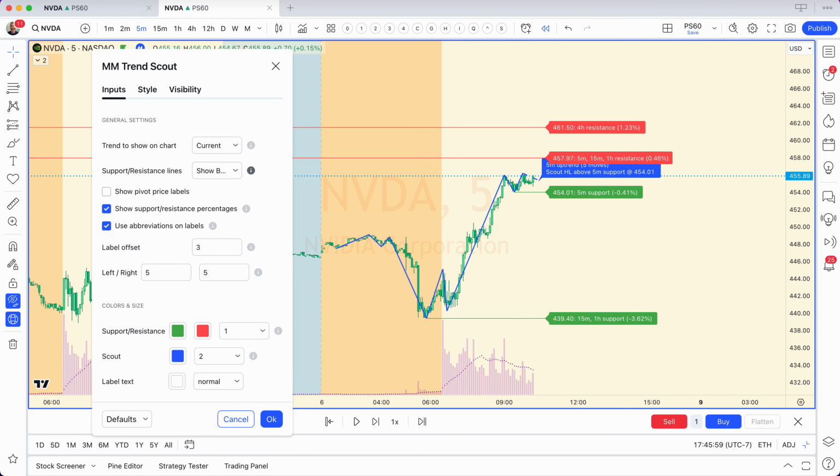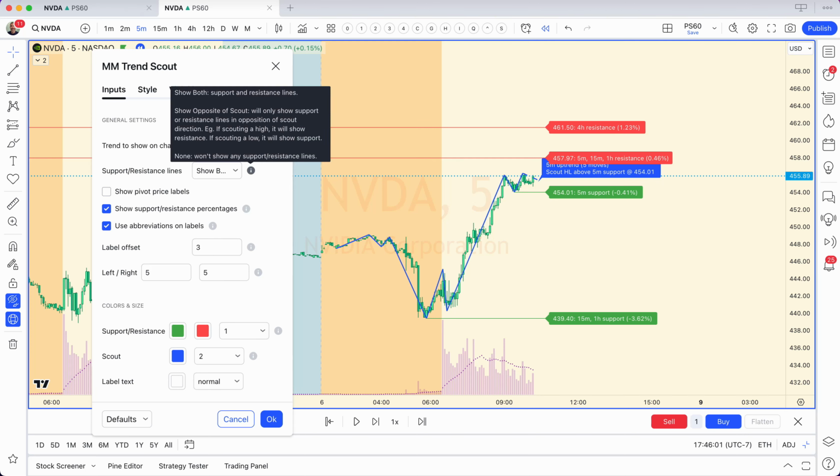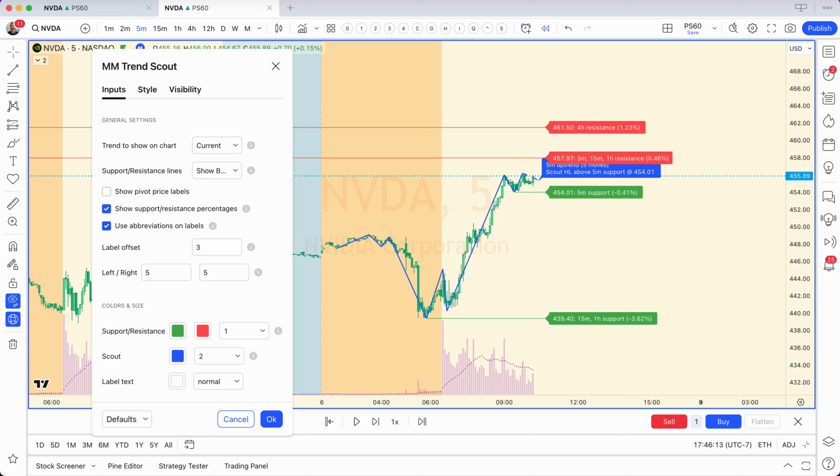Show opposite of scout means that it will only show support or resistance lines in the opposition of the scout direction. For example, if it's scouting a high, it will show the resistance. If it's scouting a low, it will show support. Again, this is just if you find that you don't want to have your screen cluttered with stuff, this is a way for you to basically get rid of the things that you don't currently care about. So show opposite of scout.